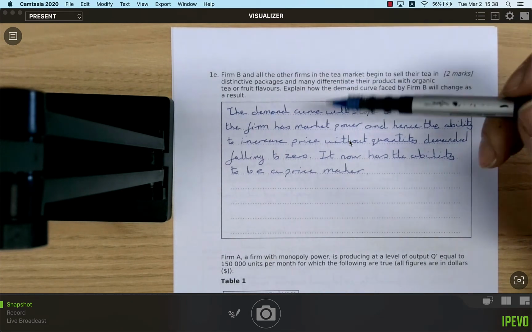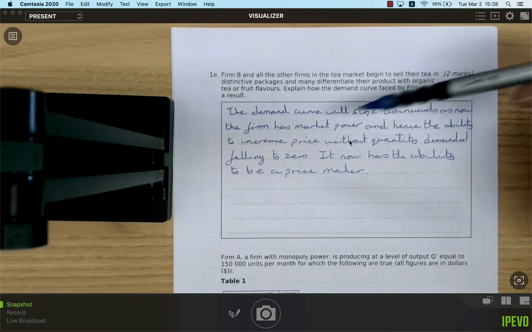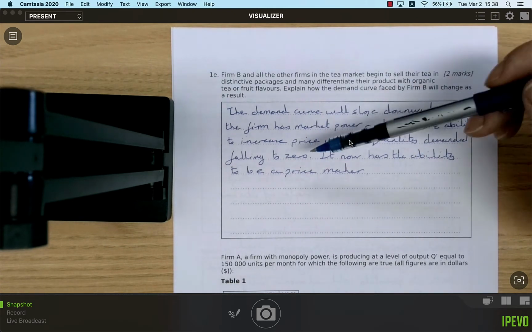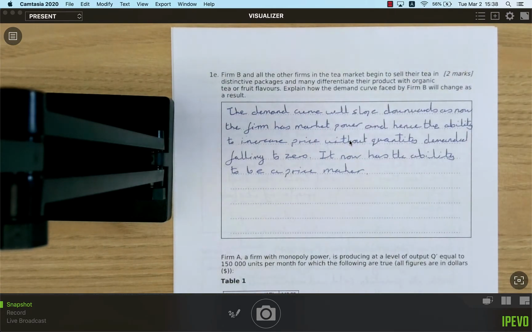The demand curve will slope downwards as now the firm has market power and hence the ability to increase price without quantity demanded falling to zero. It now has the ability to be a price maker. Just a nice little add-on there at the end.